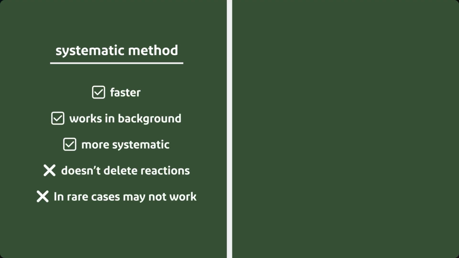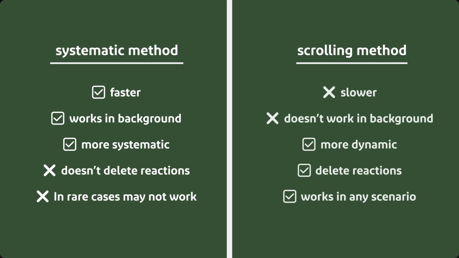Now I've created two methods to solve this problem. I call the first method the systematic method. And the second method, which I like more, and I may create a video for that as well, I call the scrolling method. Personally, I like the scrolling method better because it would also delete reactions as well. But each method has its own pros and cons. The systematic method's advantage is that it's much faster and more systematic, and it would take less time to finish deleting all the messages. But in this video, we're going to use the systematic method.